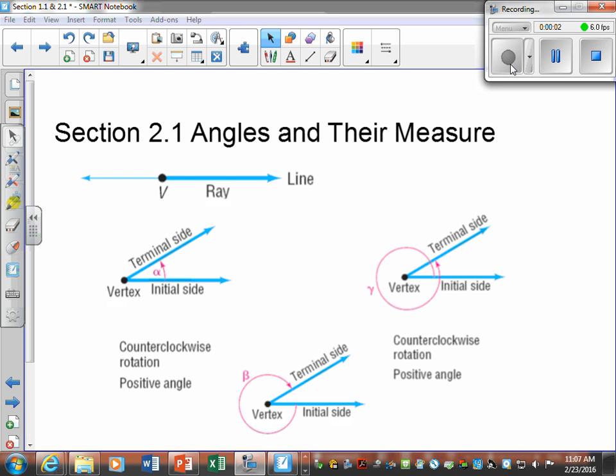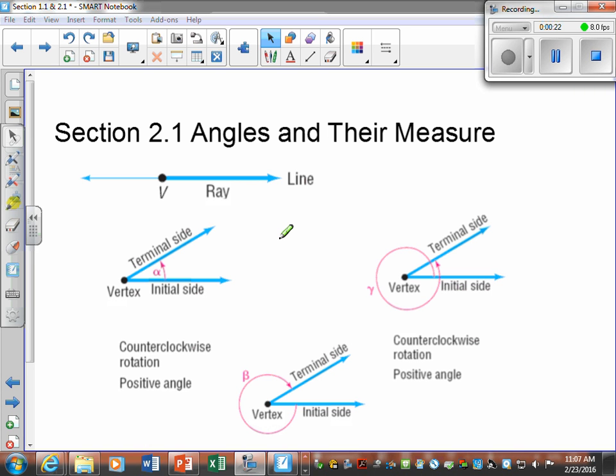Okay, we start section 2.1 and we're going to define some angles and their measure. And basically I'm just going to show you some of the visuals that go with this. So when we have a ray, the vertex is here and basically it's a straight line that ends in an arrow. So it continues in one direction.